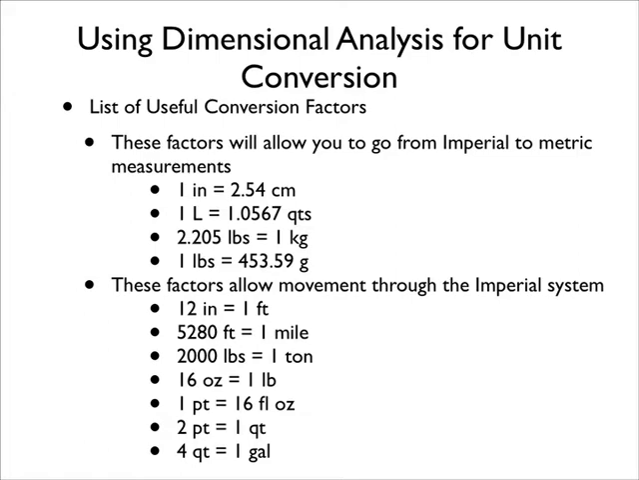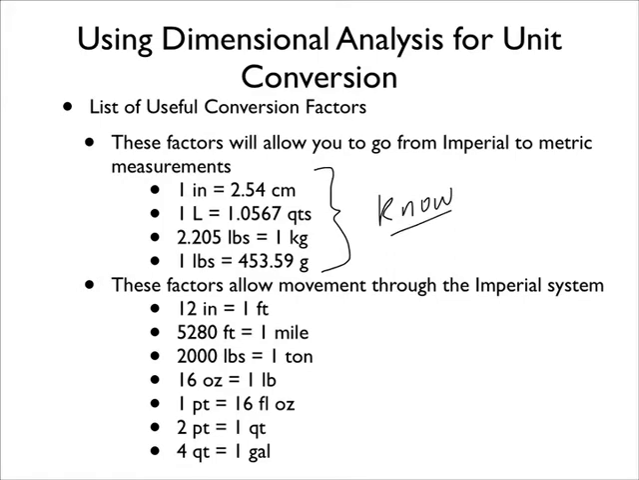Alright, as I said, in dimensional analysis you have to have conversion factors. So here we have a series of conversion factors that you should know. We often do a lot of things in imperial measurements in the US, and all of the scientific things we're going to deal with is in metric. So going back and forth between the metric system and the imperial system is very, very important. Now, here we have these imperial to metric conversions. So 1 inch is equal to 2.54 centimeters, 1 liter is equal to 1.0567 quarts, 2.205 pounds equals 1 kilogram, and 1 pound is equal to 453.59 grams. I would know these.